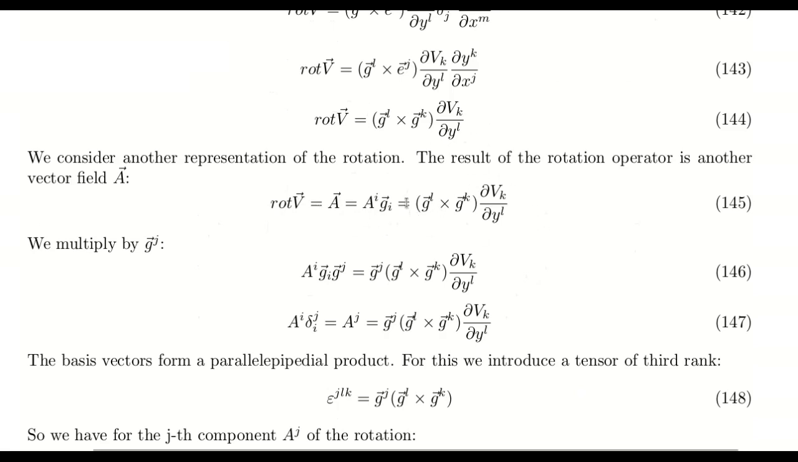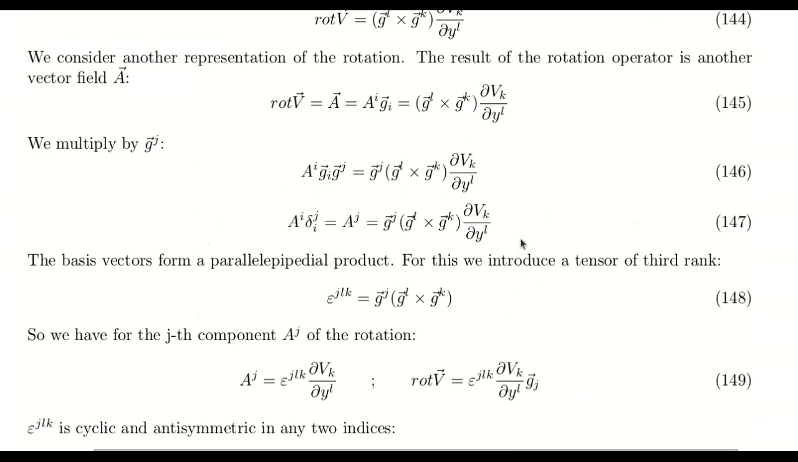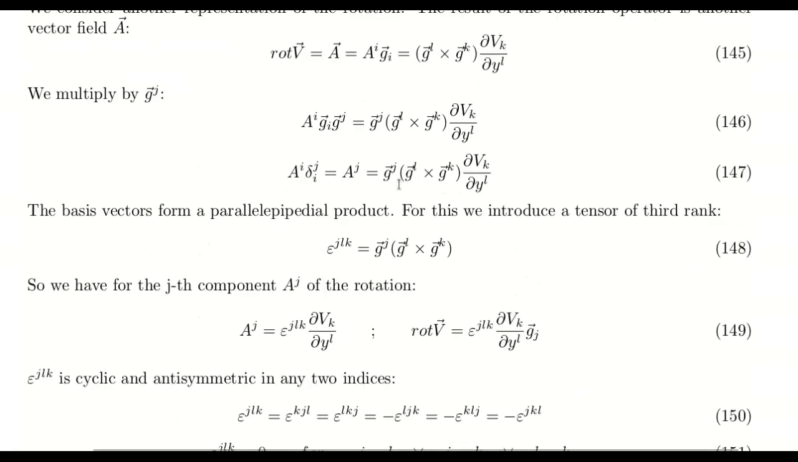Then we multiply by another g vector. So we have here a scalar product of two g vectors, gj and gi. That is a Kronecker delta here again. And if we multiply here with another g vector, we have here three g vectors. One here is with a vector product and with a scalar product here. And this is a parallelepipedial product.